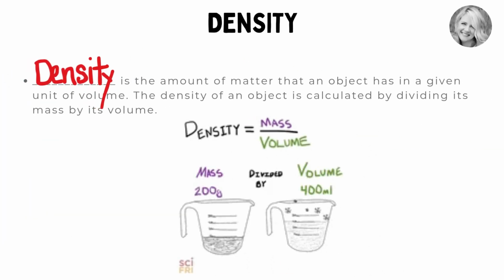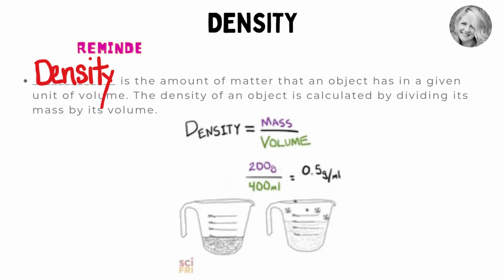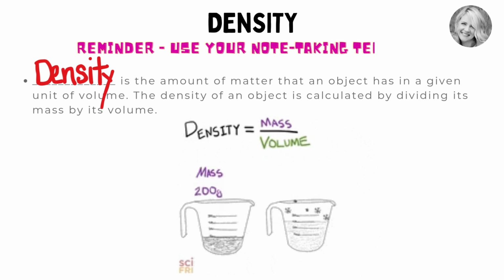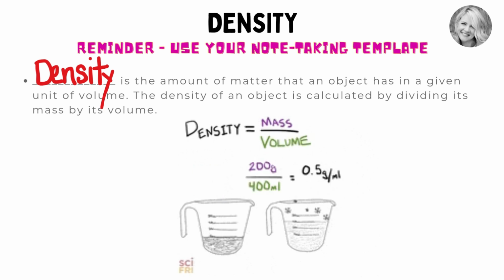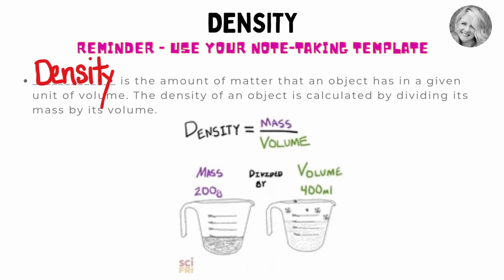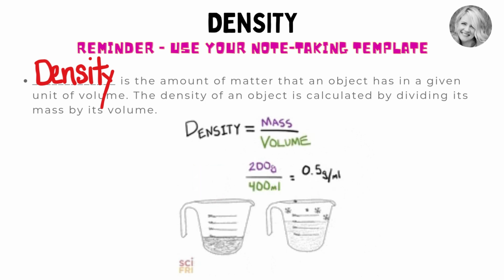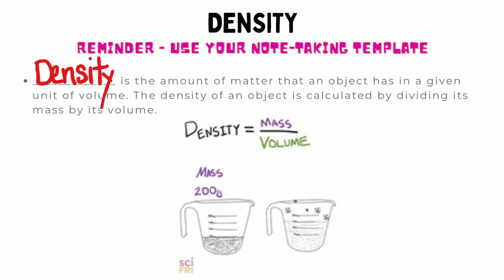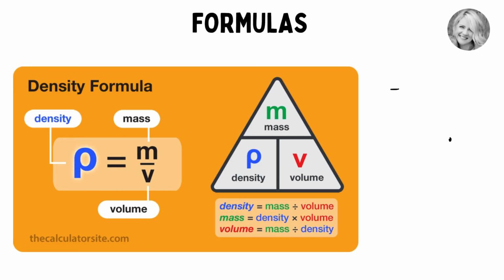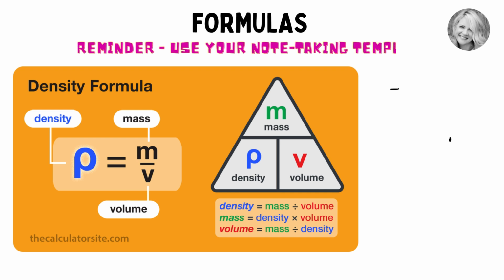Density is the amount of matter that an object has in a given unit of volume. The density of an object is calculated by dividing its mass by its volume. For density, we use the lowercase p, and the formula again is density equals mass divided by volume.